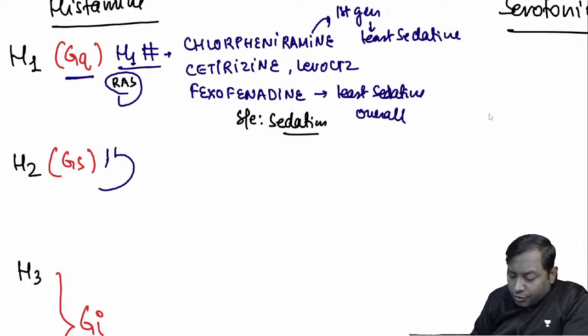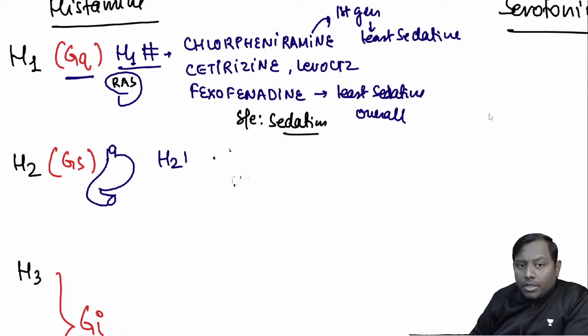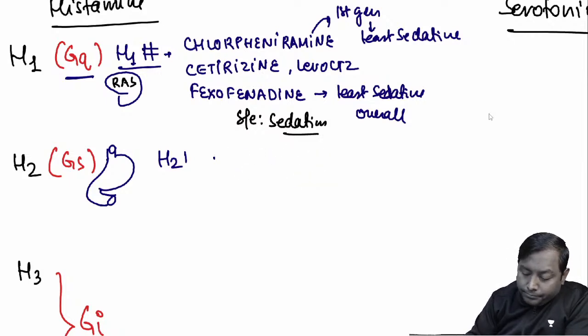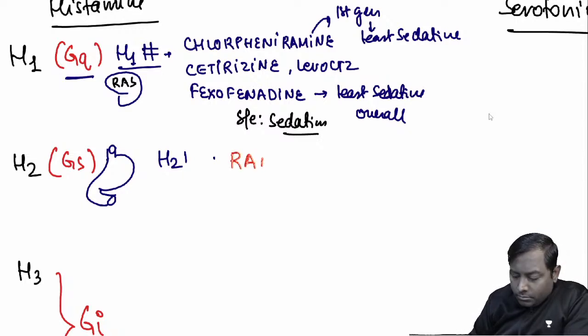H2 is mainly present on the gastric parietal cell, and they are involved in the acid release, right? And we are going to use H2 blocker drugs like your ranitidine, nizatidine, loxatidine. Ranitidine, nizatidine, loxatidine. These are the drugs that we have that are coming under H2 blockers.